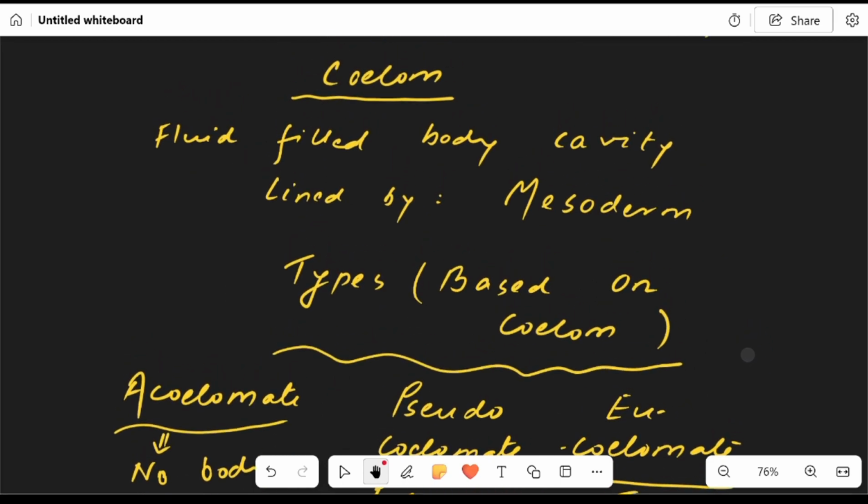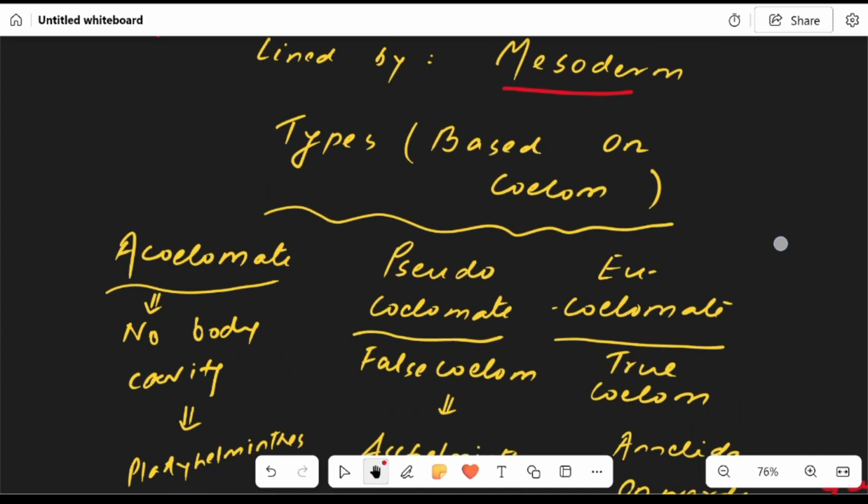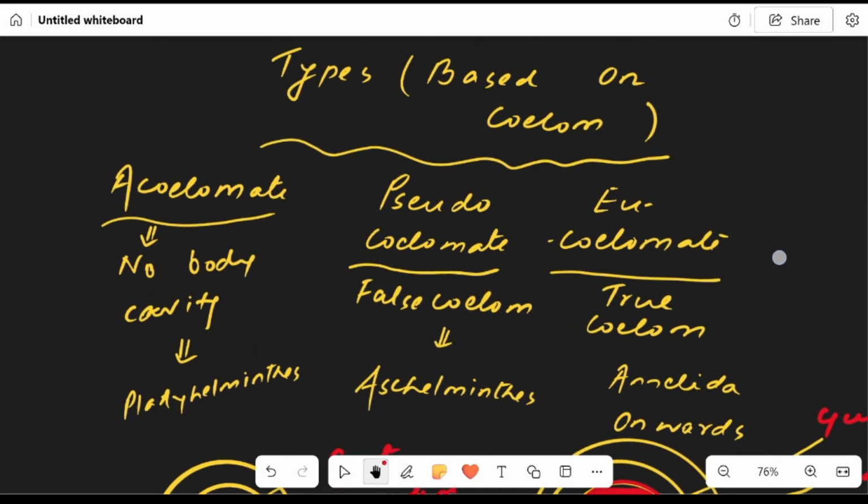Now the third one, what is coelom? Coelom is the fluid-filled body cavity which is lined by mesoderm. Based on the presence of coelom, animals are of three types. Acoelomate, where we don't have any body cavity; pseudocoelomate, which is a false coelom; and eucoelomate, which means true coelom. Examples: acoelomate, Platyhelminthes; pseudocoelomate, Aschelminthes; and Annelida and others are eucoelomate, having a true coelom.